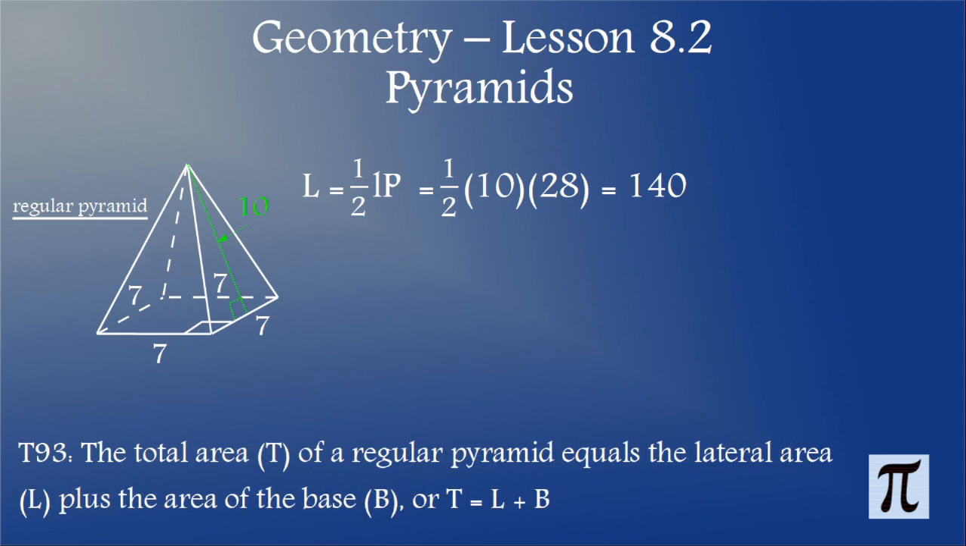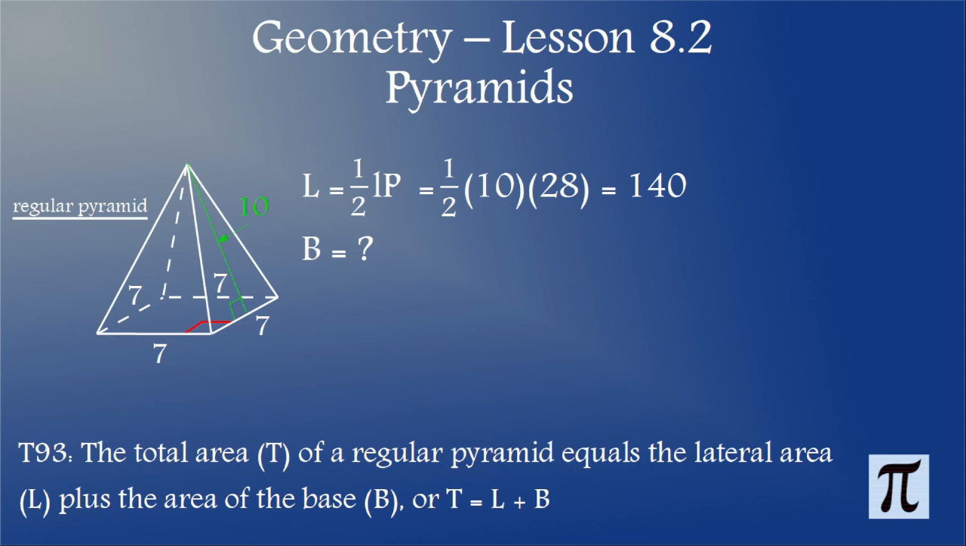Next, let's look at theorem 98. The total area, T, of a regular pyramid equals the lateral area, L, which we just looked at, plus the area of the base, B, or T equals L plus B. So we're adding up all of the areas of all the faces of the pyramid. But what is the area of the base, or B?